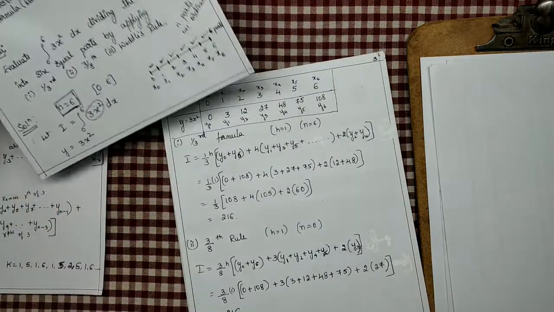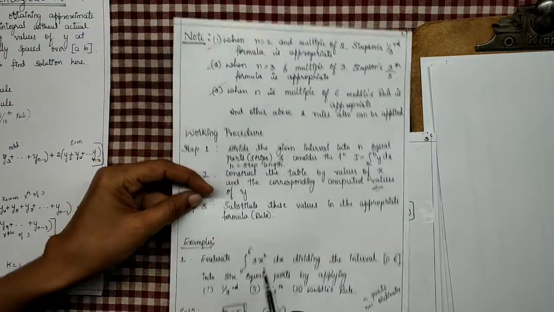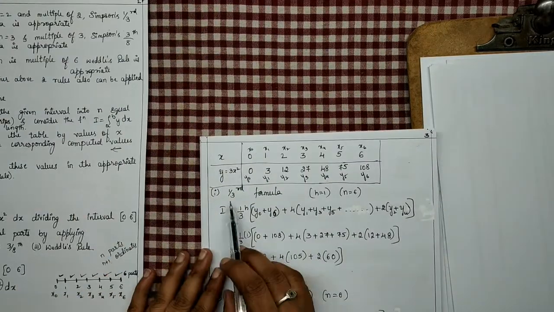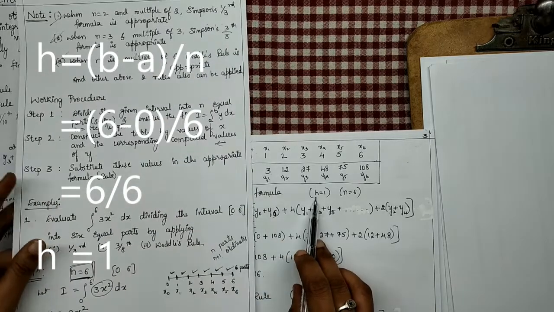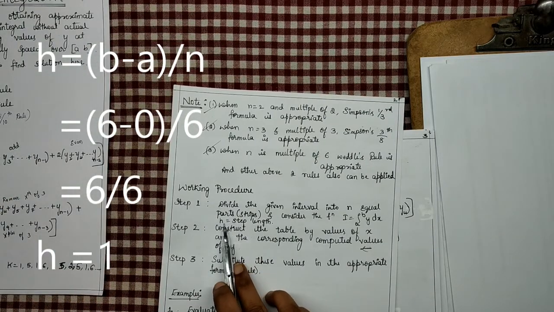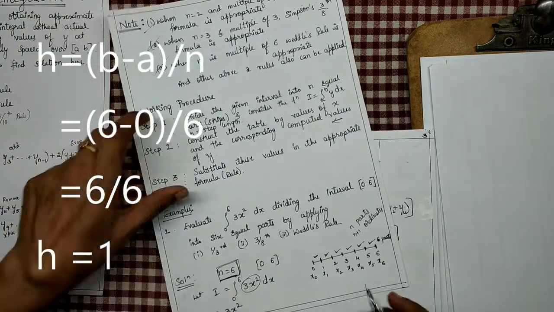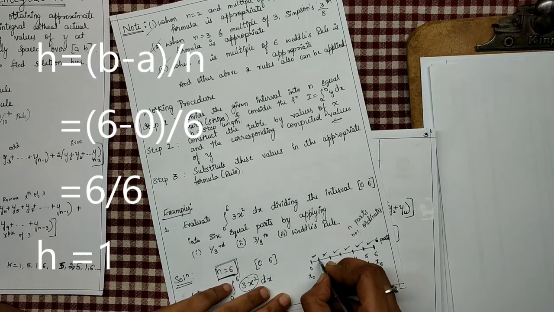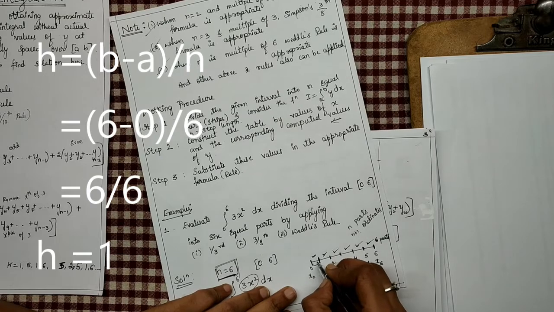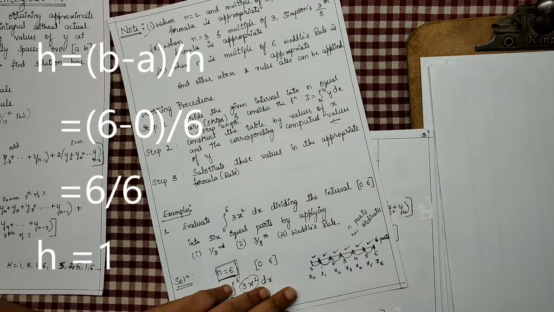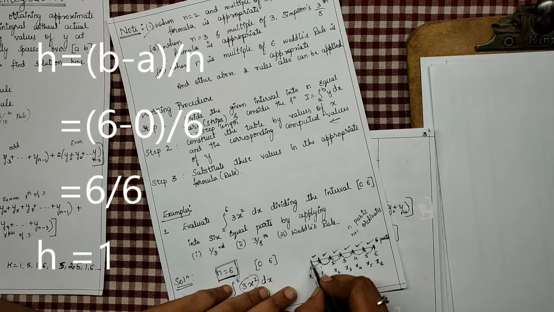See, for the first case, let us go for the first rule. Which is that rule? Simpson's 1/3 rule. Let us take Simpson's 1/3 rule, 1/3 formula I have taken. And what is the step length or the h? h is the step length. I have to identify that also here. What is the step length here? Step length is nothing but the distance between this element to this element.